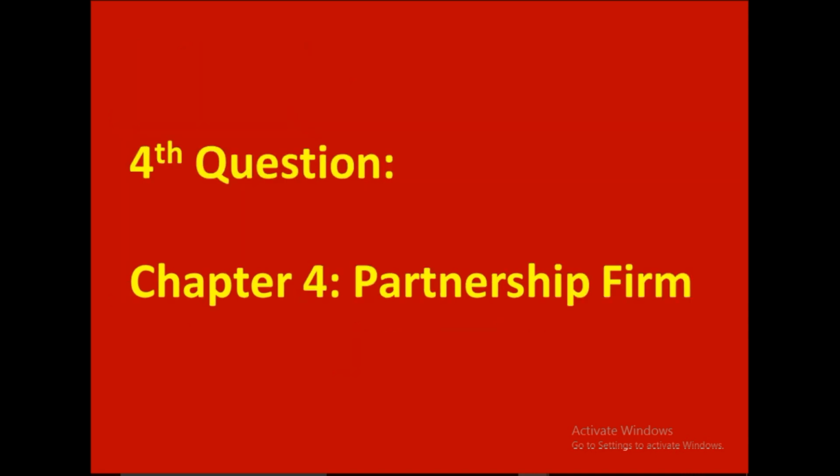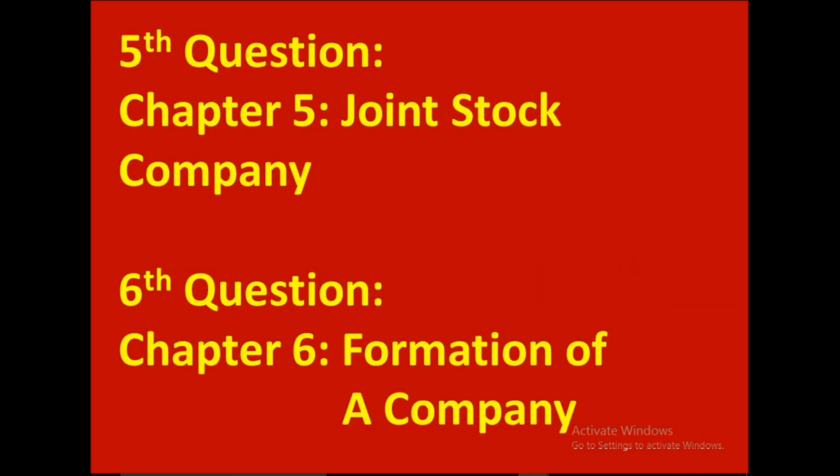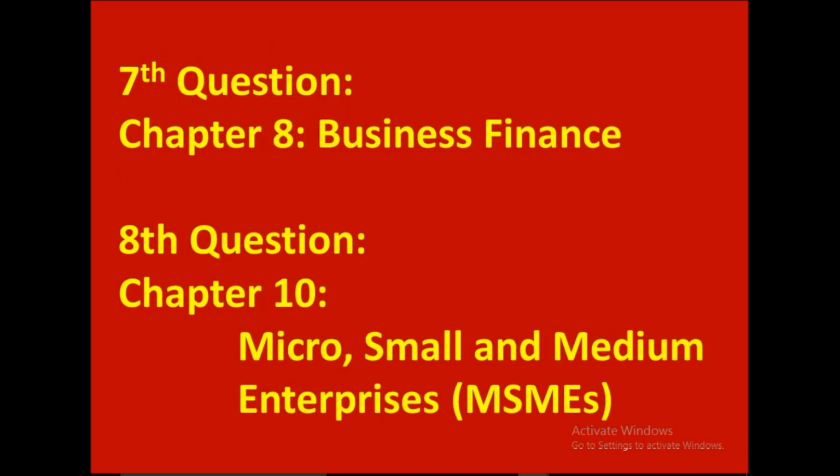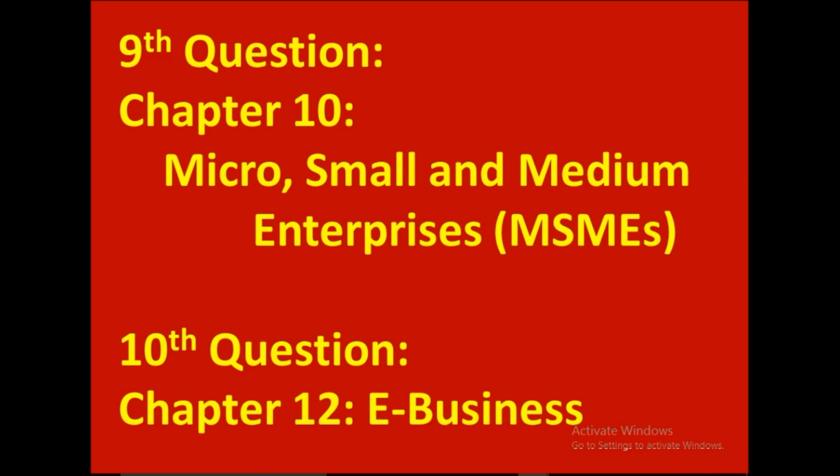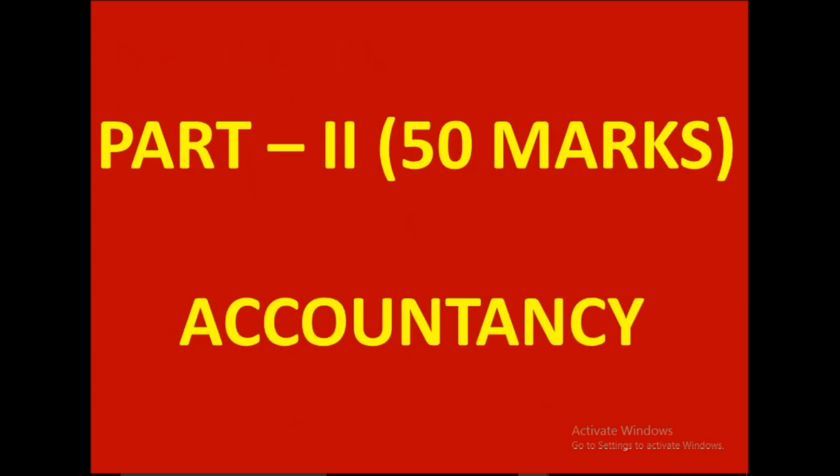Fourth question comes from chapter 4, Partnership firm. Fifth question comes from chapter 5, Joint stock company. Sixth question comes from chapter 6, Formation of a company. Seventh question comes from chapter 8, Business finance. Eighth question comes from chapter 10, Micro, small and medium enterprises, MSMEs. Ninth question comes from chapter 10, Micro, small and medium enterprises. 10th question comes from chapter 12, E-business. With this, part 1, commerce is completed.